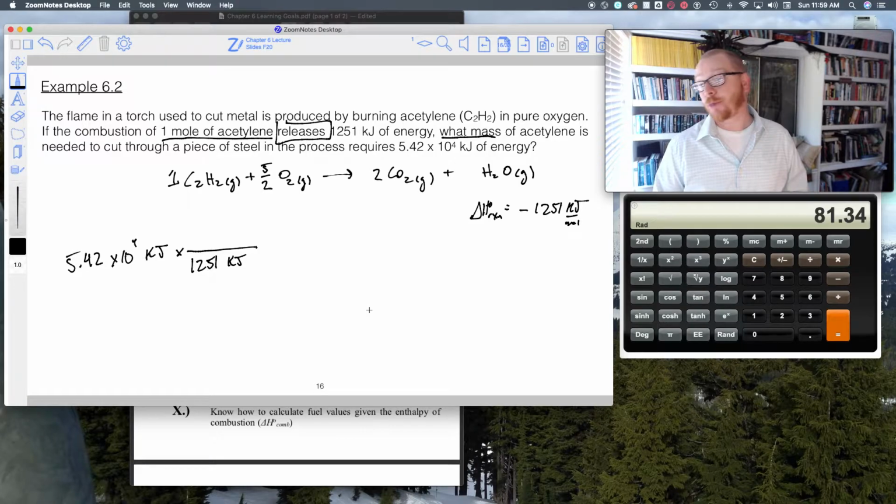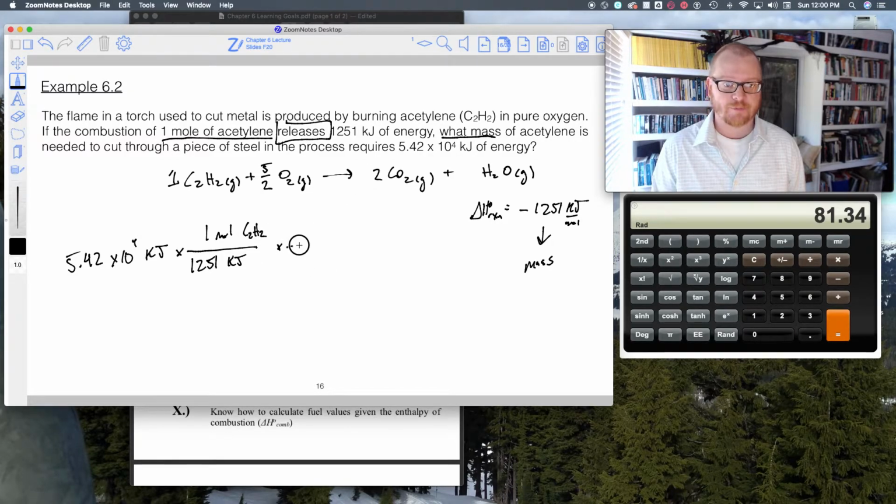And here's the tricky part of thermo, because we notice that it's a negative sign for the delta H. But in this problem, I'm just going to use the absolute value of that number because I'm trying to convert this energy into a mass. So I don't need the negative sign because you can't have negative mass, right? And so the way this works, because it was 1251 kilojoules over 1 mole, I can also say that that's 1 mole over 1251 kilojoules. And now specifically, that's 1 mole of C2H2, of acetylene, right?